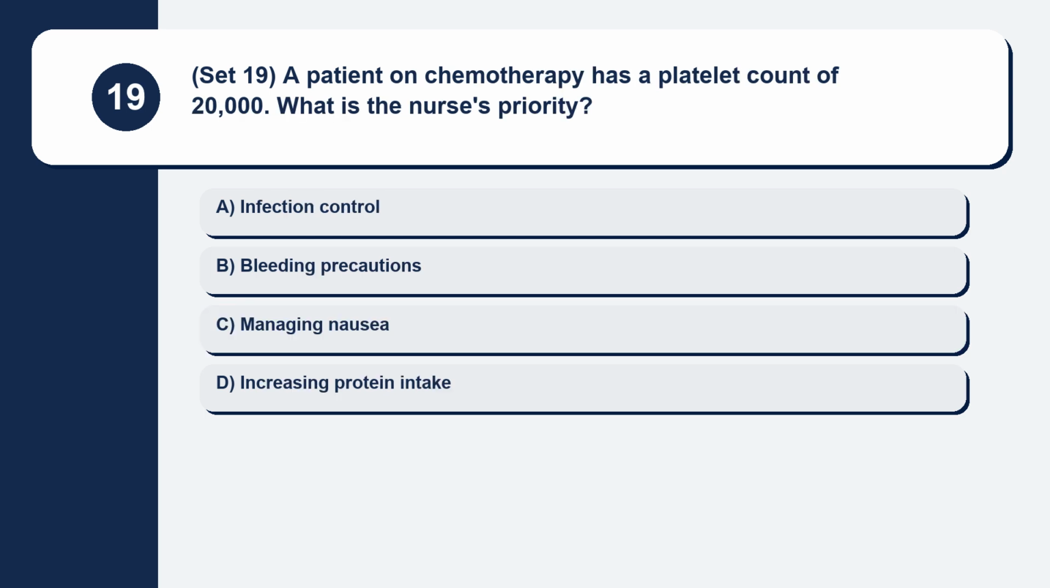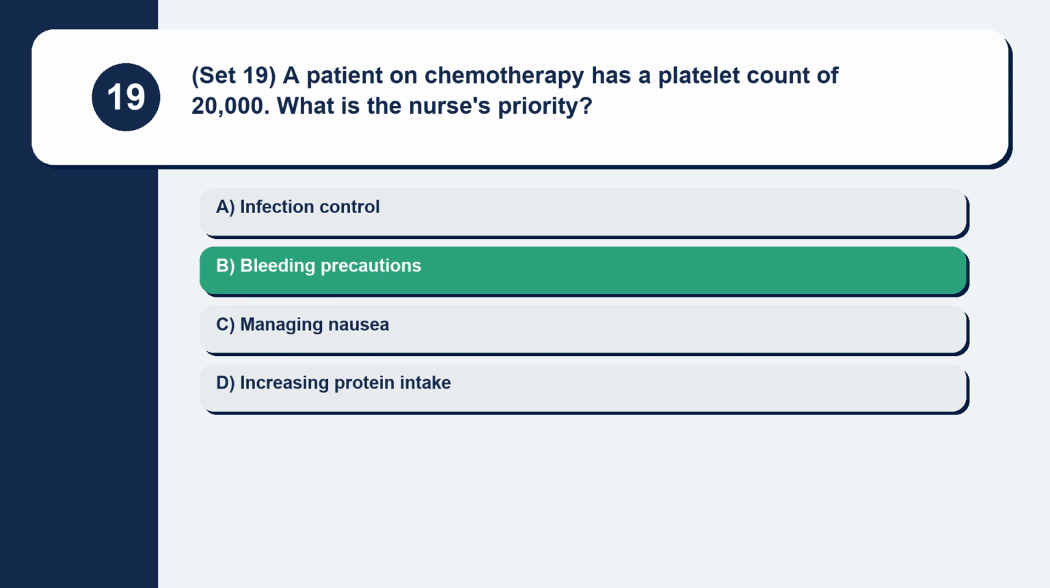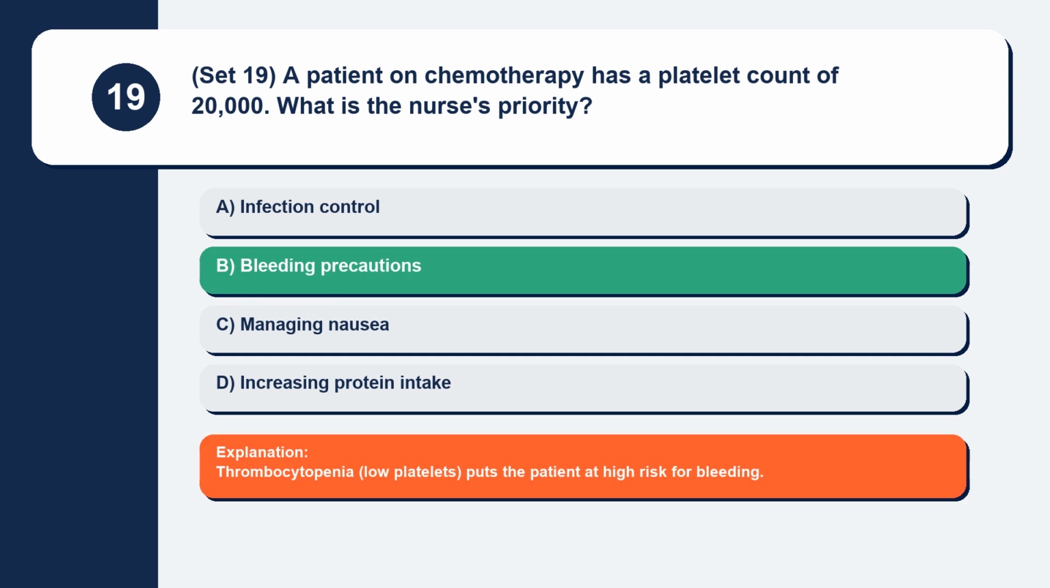Question 19, Set 19. A patient on chemotherapy has a platelet count of 20,000. What is the nurse's priority? Infection control, bleeding precautions, managing nausea, increasing protein intake. Thrombocytopenia, low platelets, puts the patient at high risk for bleeding.